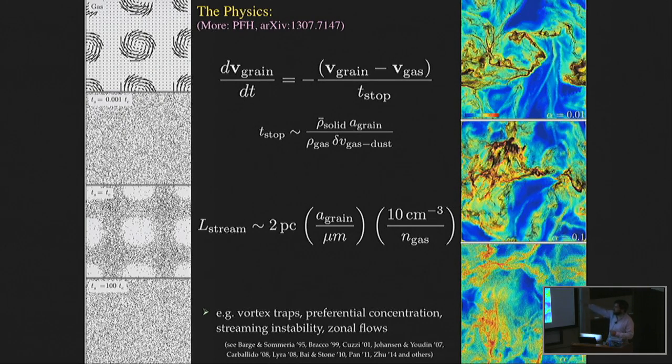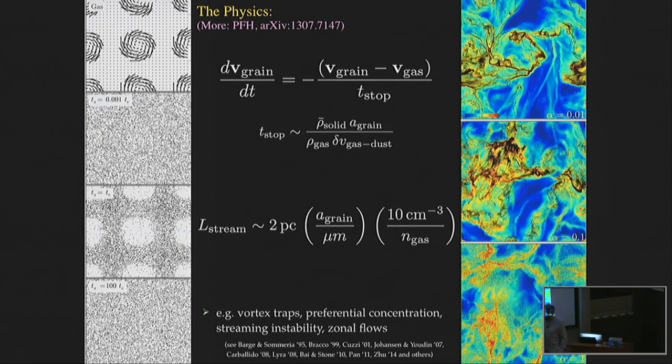A qualitatively important change in the GMC case is that the turbulence is supersonic. And in that supersonic limit, basically what you can derive is that there's a free streaming length of the dust that scales in this very simple way with the dust size and the density. And this is not a negligible number compared to sizes of star formation in GMCs. And that's really where some interesting effects can happen.